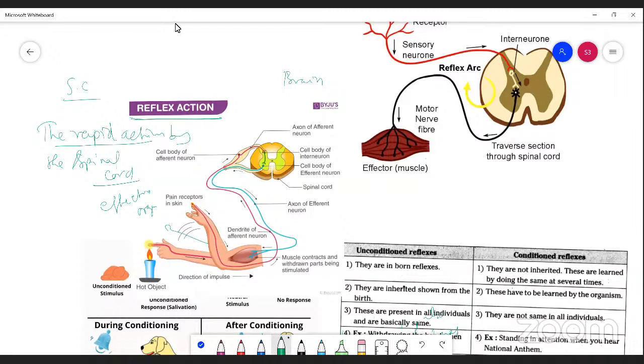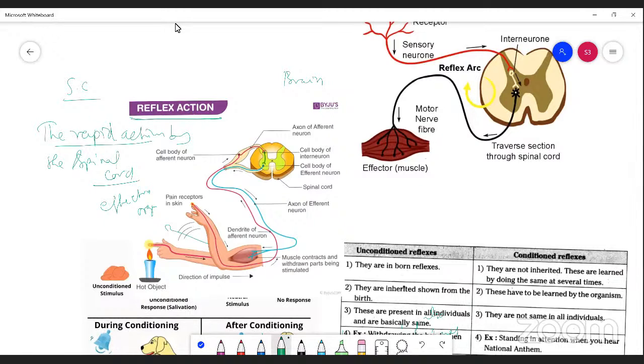In the same way, whenever we touch a hot pan or hot water, we quickly withdraw our hand. That reaction is also given by the spinal cord, because these are immediate reactions. These immediate reactions are given by the spinal cord. That type of action is what we call reflex action.